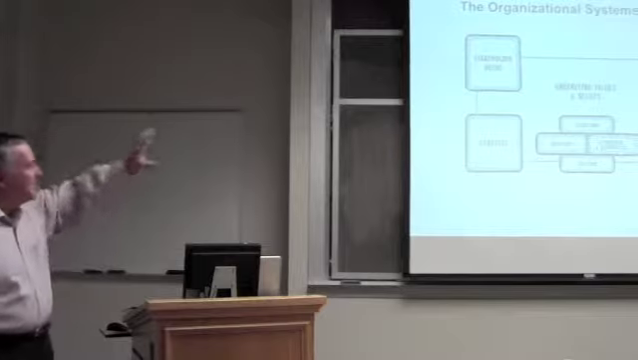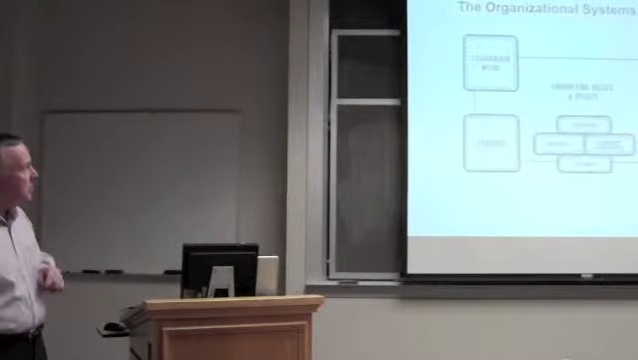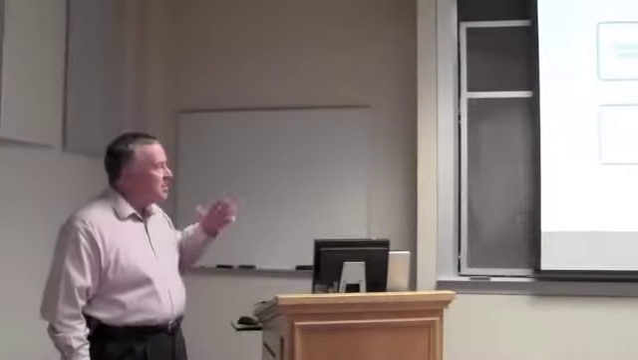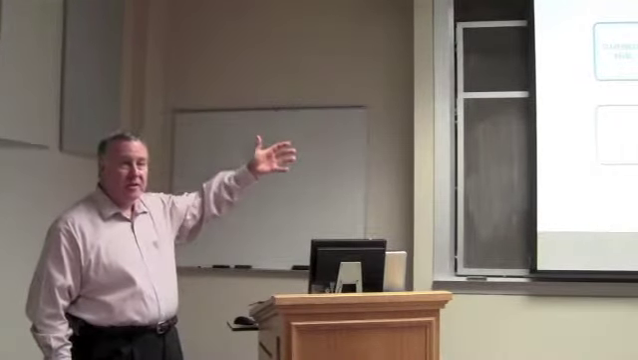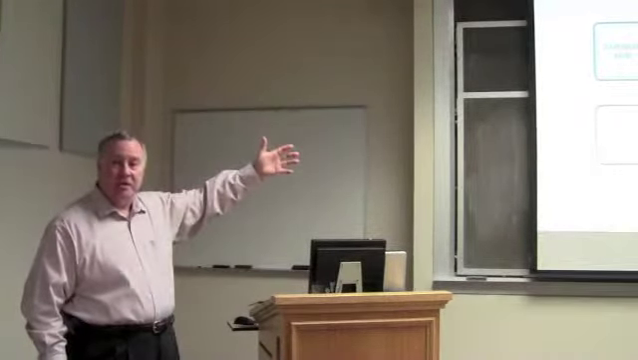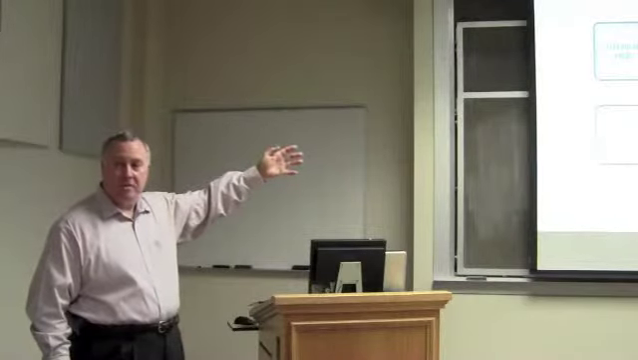Okay, and here's the model that we introduced last week, the organizational systems model, which is a way of, in my lingo, turning those 16 squares into 30 squares and also understanding cause and effect relationships.